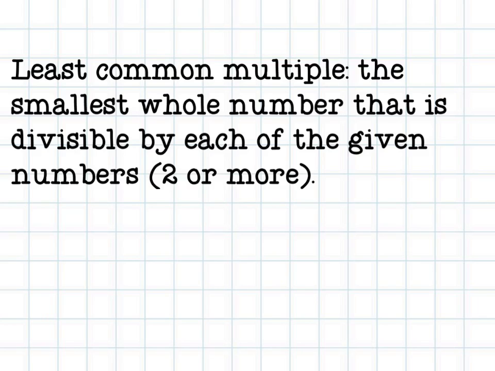All right, your least common multiple is the smallest whole number that is divisible by each of the given numbers. Two or more numbers are what we work with. This year we will work with 2 and 3, and as you go along with your math career, there will be times you do 4. A reminder, when you're doing the least common multiple, it means that it needs to be at least as big as the largest number.